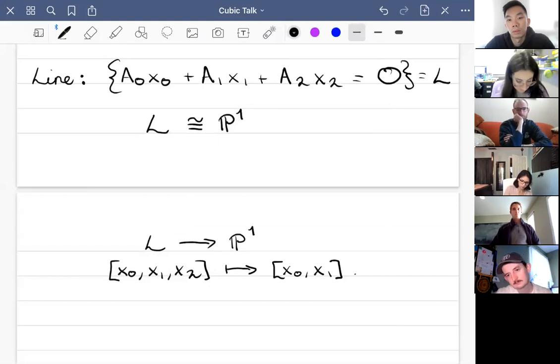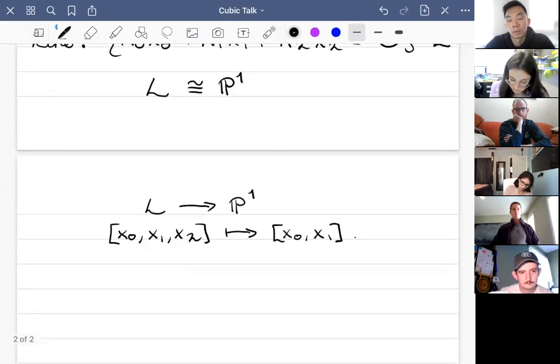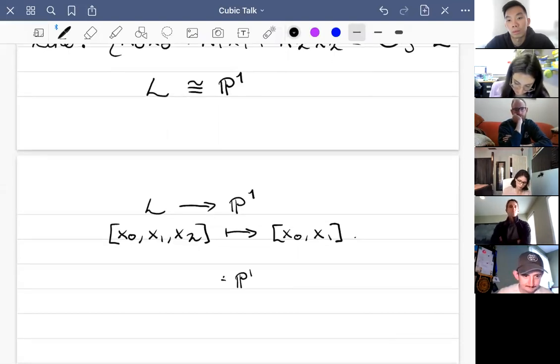And that would be fine. So this is kind of what's called a projection map. And what we want to do is also do an inverse. So a map from, I'm going to write it like this, from P1 to L.